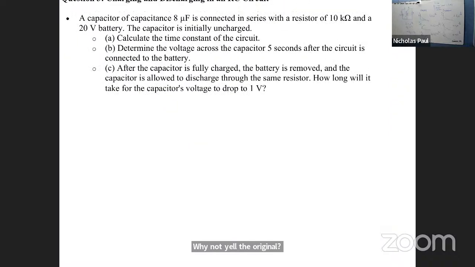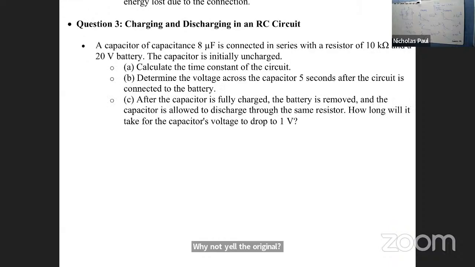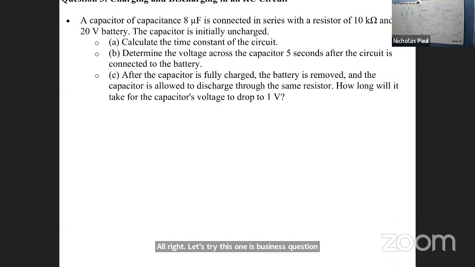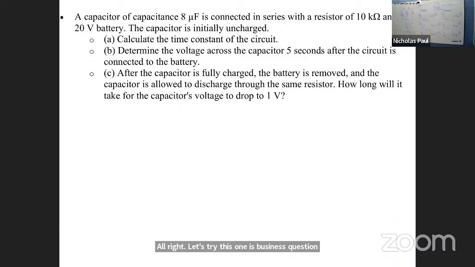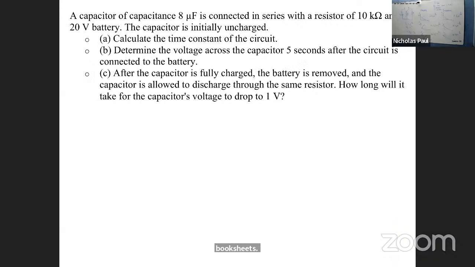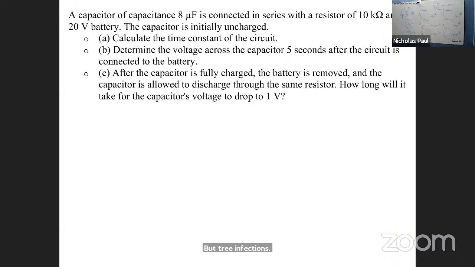All right. Let's try this one. This is question 3 on section 2. Take a little read. Go to the worksheet, number 3 in section 2. Take a little read, because you might think I have to do much more than this, right?